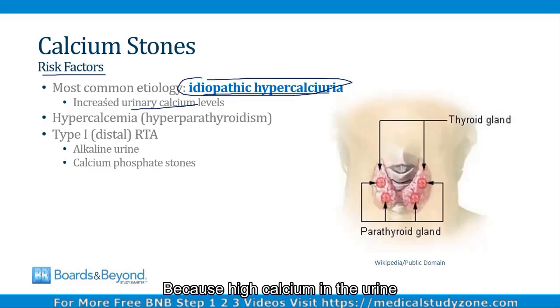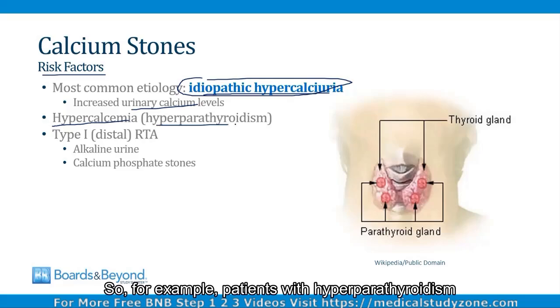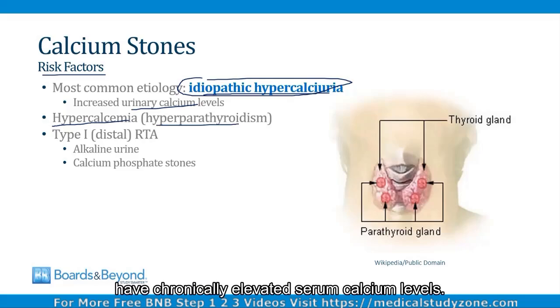Because high calcium in the urine can lead to calcium stones, then obviously anyone who has hypercalcemia is going to be at risk for calcium stones. So for example, patients with hyperparathyroidism have chronically elevated serum calcium levels.